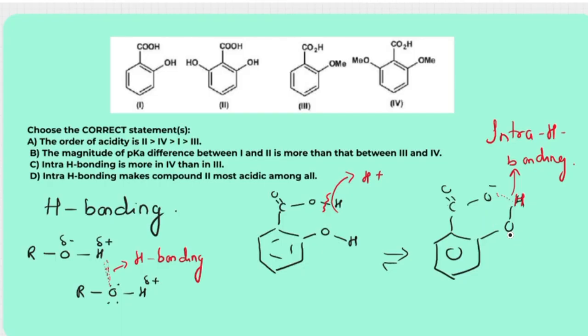So first of all, there is an ortho effect, and then there is a hydrogen bonding which is intramolecular, and it is imparting extra stability to the molecule by forming a six-membered transition state structure. Therefore, the hydrogen bonding is imparting extra stability to the carboxylate ion, which in turn makes the corresponding acid more acidic in nature. Now, let's apply this concept for the given molecules and find out the correct order of their acidic strength and choose the correct statements also.